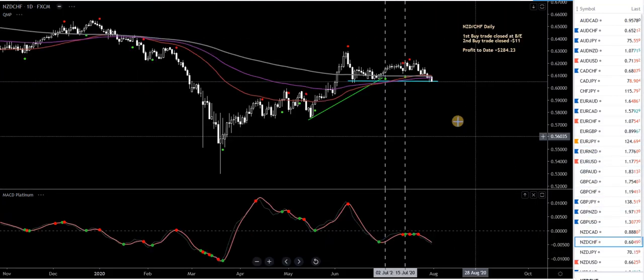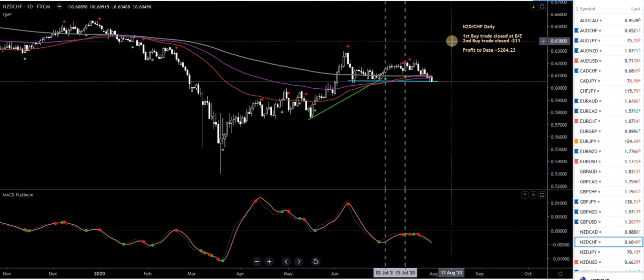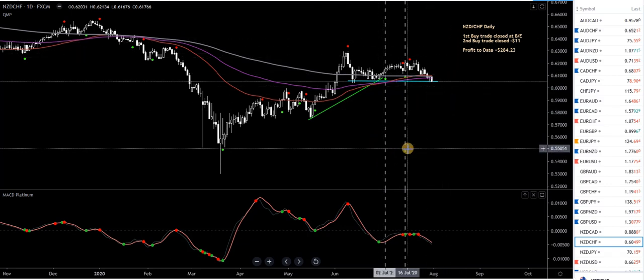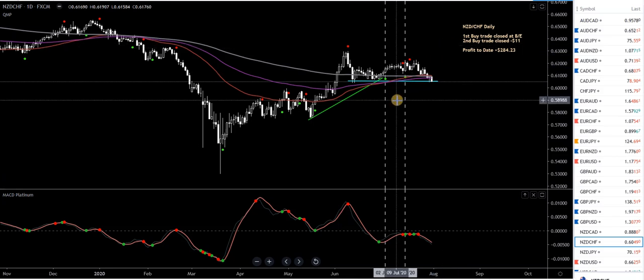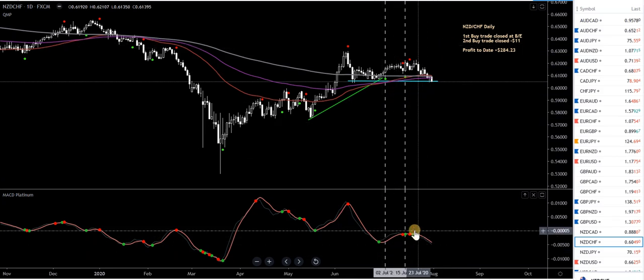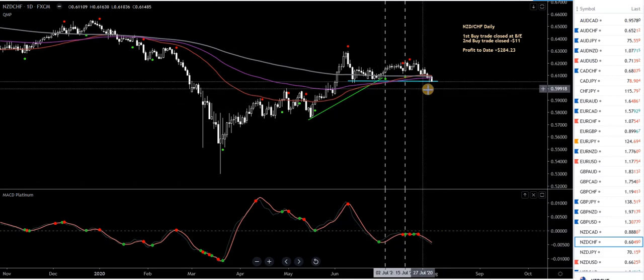New Zealand Swiss, I took a couple of buys there, one here, one here. First buy closed at break even, second one lost $11. Now, MACD platinum still below the 0 level, possibly looking for a third buy.